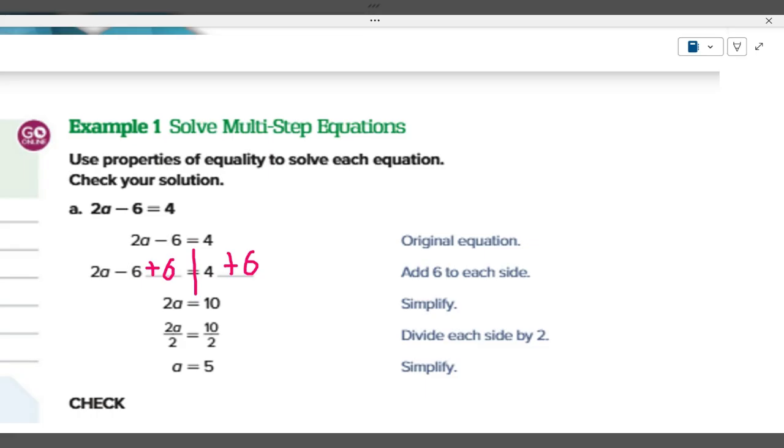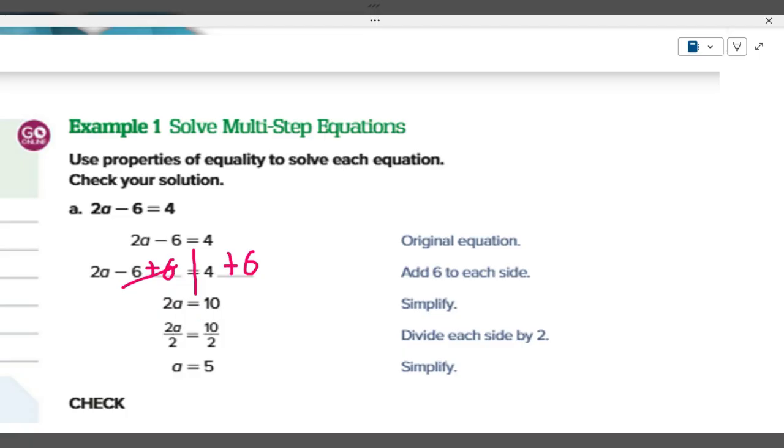Okay. The reason this cancels out is because negative 6 plus 6 is equal to 0. So it goes away. Now we need to simplify on the right side. 4 plus 6 gives us 10. That's how they got this 10 right here. And then we have 2A is equal to 10.